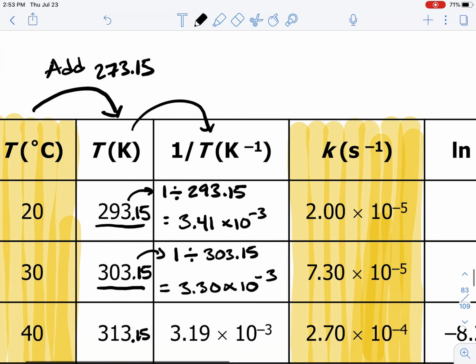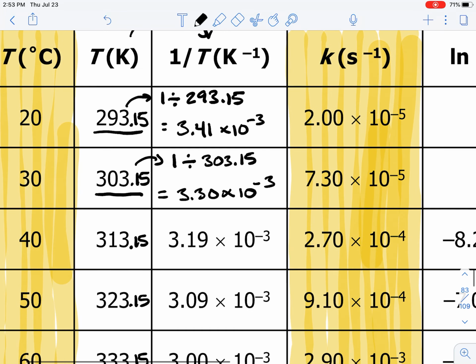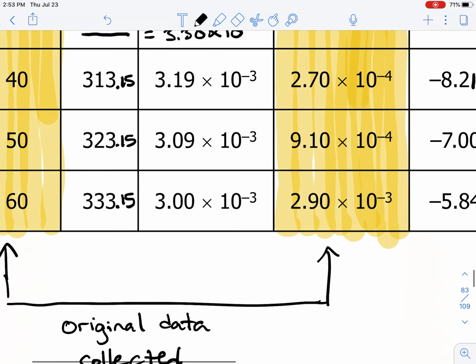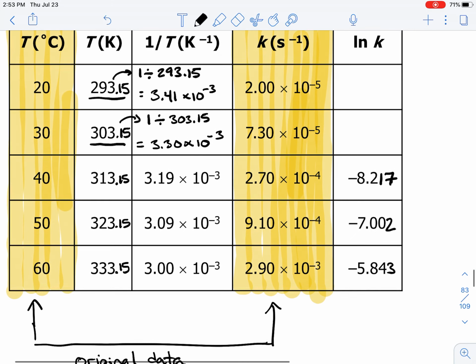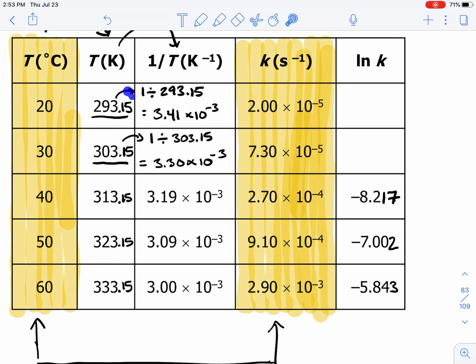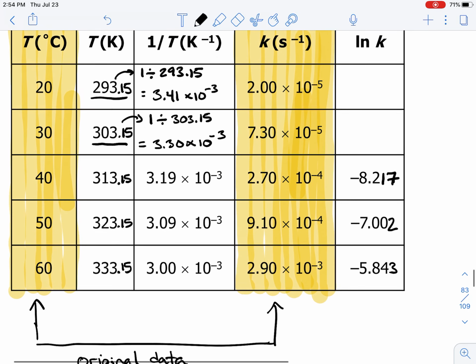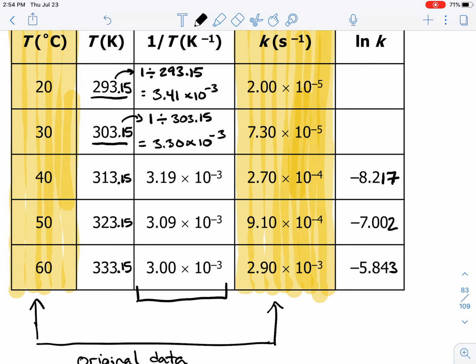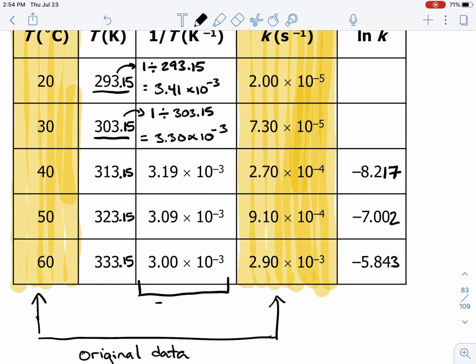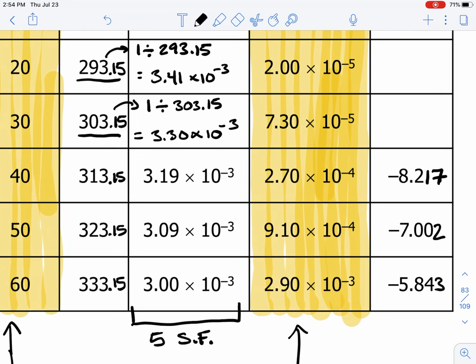Now, in terms of sig figs, let's see here. I'm going to put a little note. Okay, so notice how there are 5 sig figs for the temperature value in Kelvin. And so what I wrote down doesn't contain all of the significant figures. It's just rounded to 3 sig figs. But you guys should just put a note in the back of your mind that these values should have been 5 sig figs.